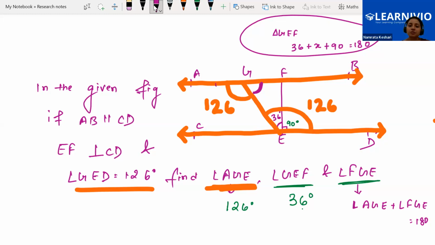linear pair. Can you see this complete angle? Yes, ma'am. So this side it is 126 degrees. The remaining we can find by linear pair. See, I am just overwriting. Can you see? Yes, ma'am. FGE means only this much. So 126 plus x is 180 degrees. You can find x from there.